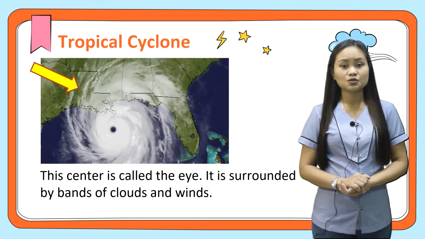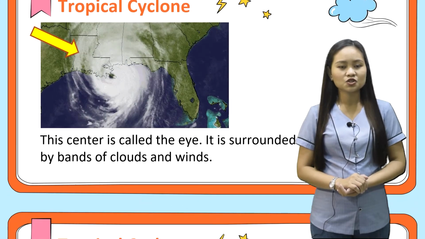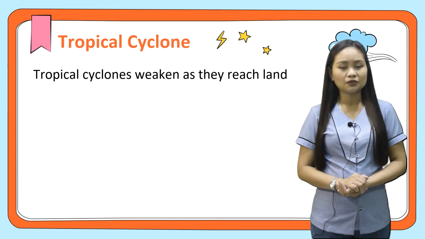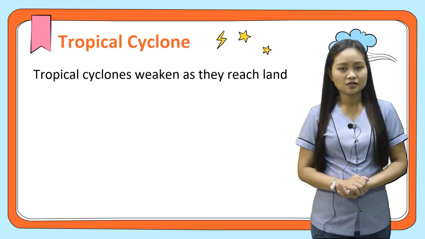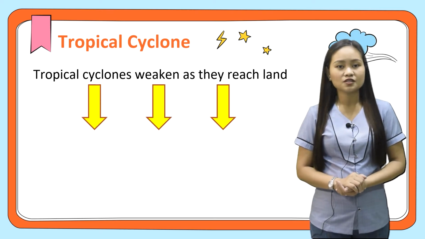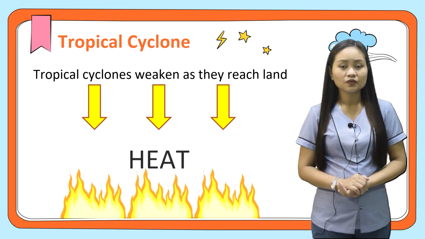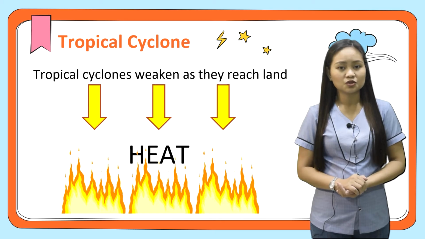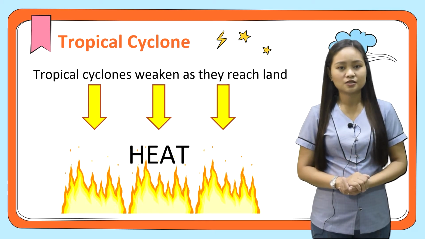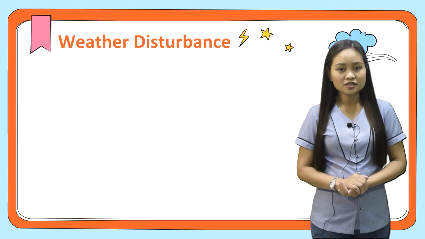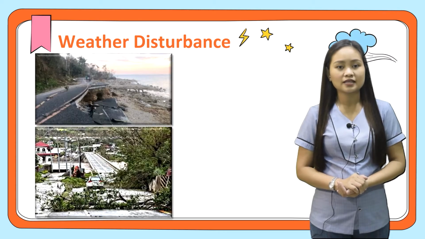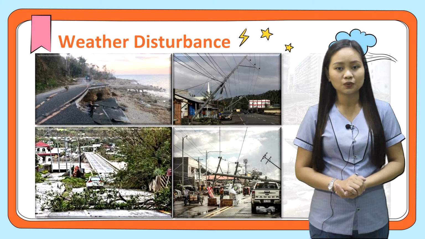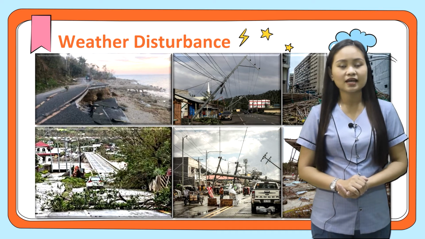Tropical cyclones weaken as they reach land, not because a mountain or a building blocks them, but because the loss of their source of heat, which is warm air from the ocean, reduces their wind speed. Weather disturbances are also known as natural disasters because they can cause havoc on roads, power lines, and buildings.